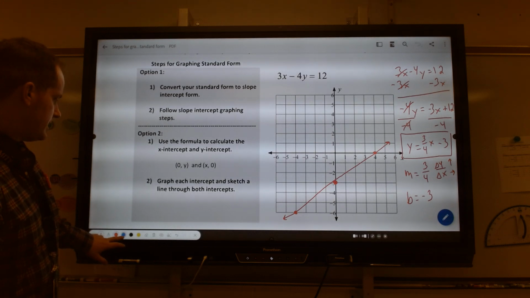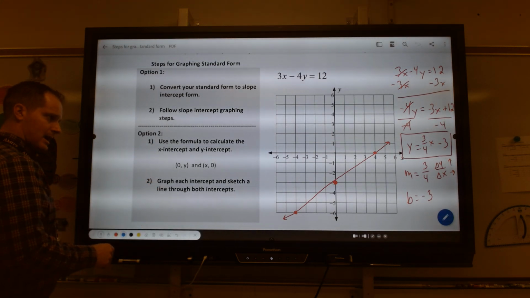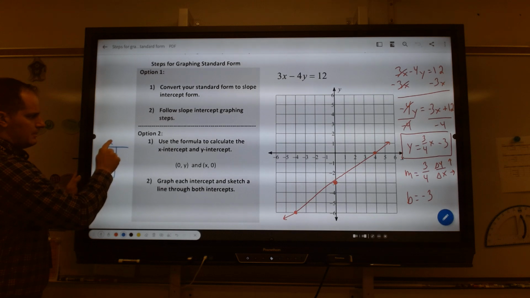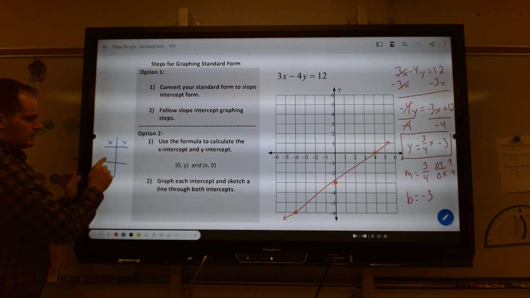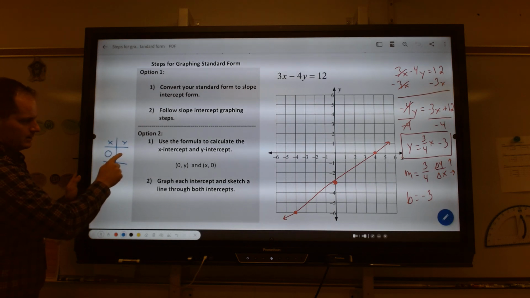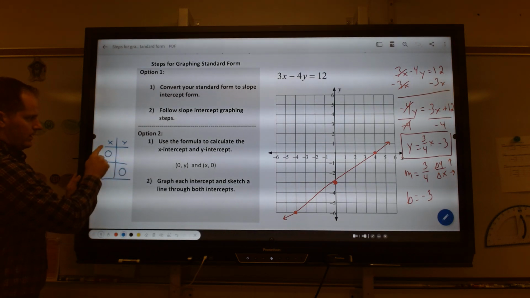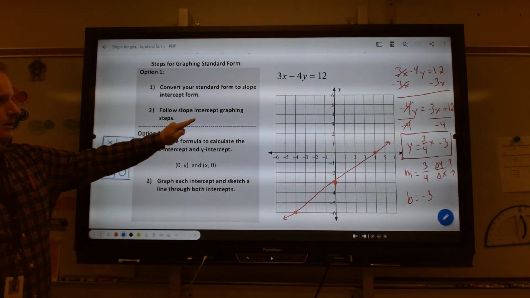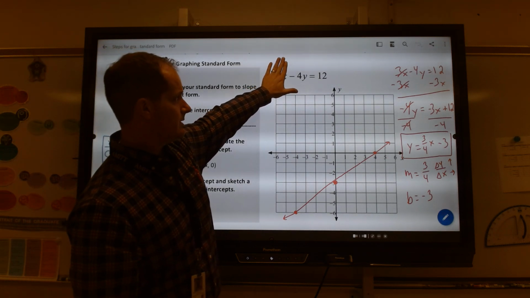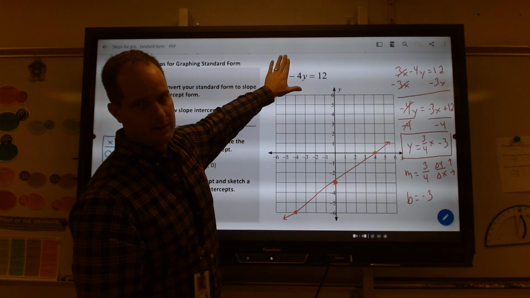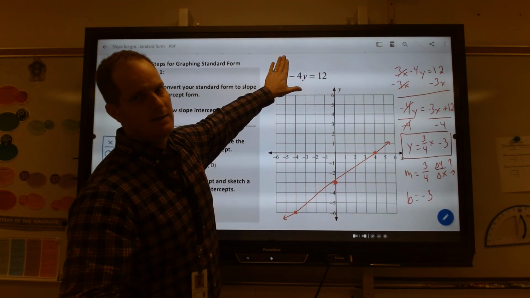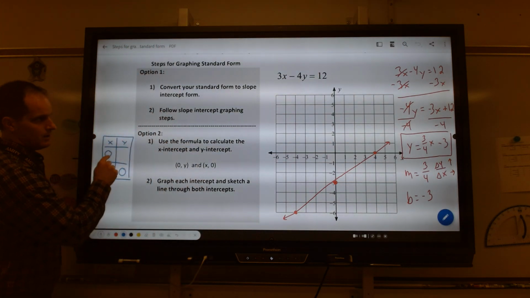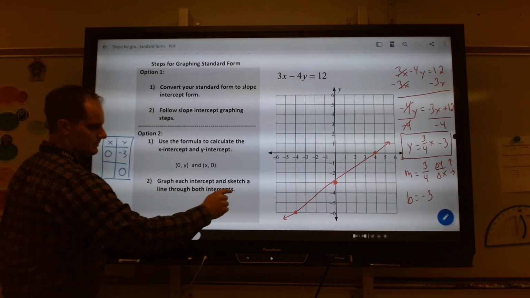Option two says that because we know that standard form allows you to identify the x and y intercepts quickly, we can make a table. For our table, x and y, we want to find out what the y-intercept is, or when x is 0, as well as the x-intercept, or when y is 0. So if we plug 0 into our standard form, 3 times 0 cancels out, and now you're left with negative 4y equals 12. How do I make this a true statement? I would divide by negative 4 on both sides and find that my y-intercept, or when x is 0, is negative 3, which is this point.